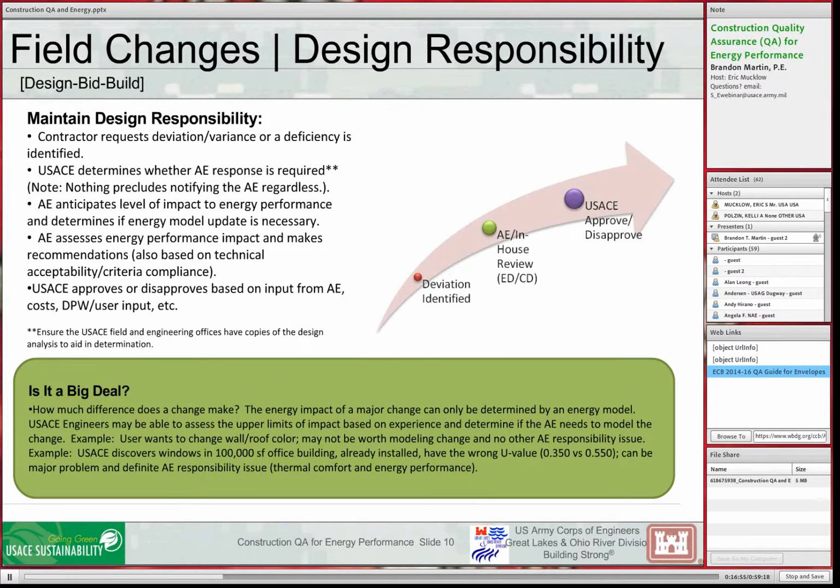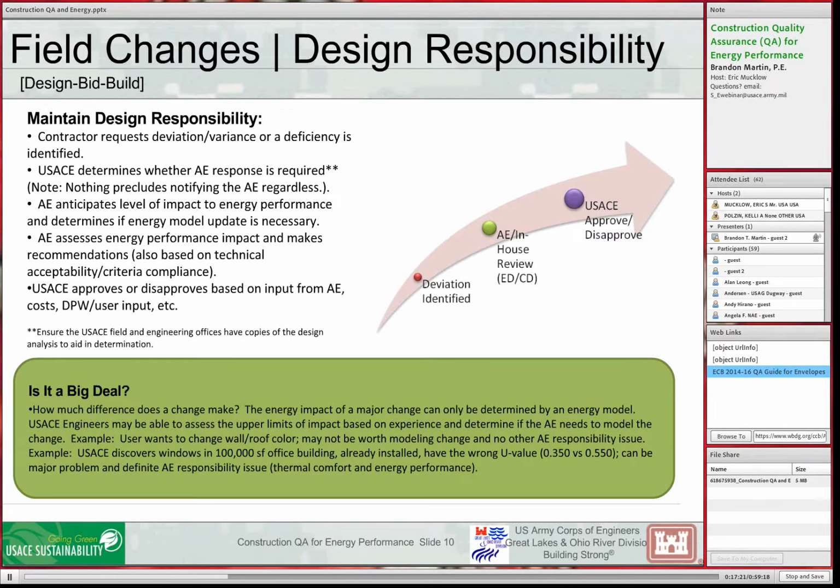How are we going to handle this? So we need to maintain design responsibility. The only way to do this is to have somebody on staff or go back to the AE that can use some judgment based on what's changing on whether an energy model might have to be updated, and the results of that considered before we make a change.